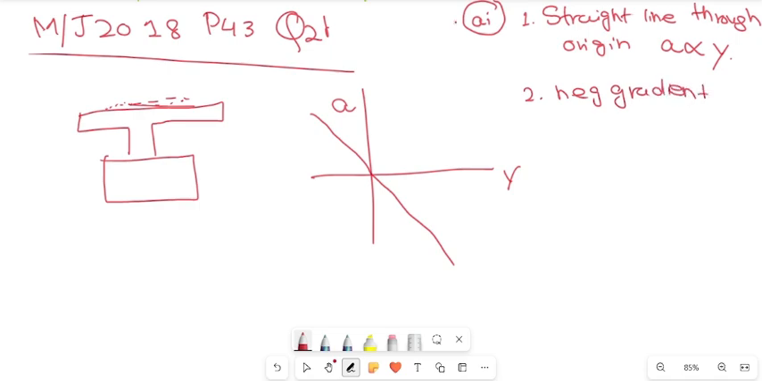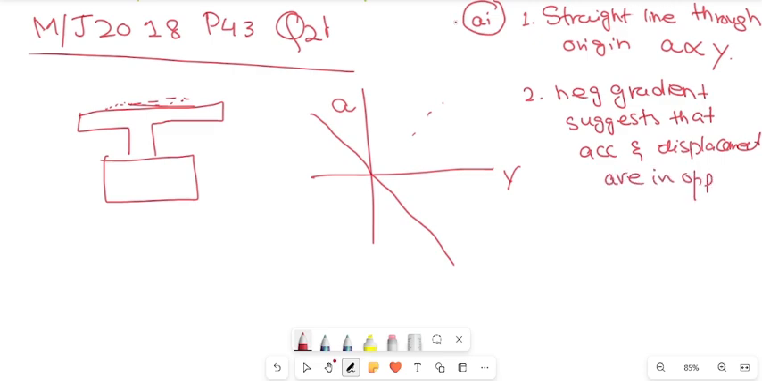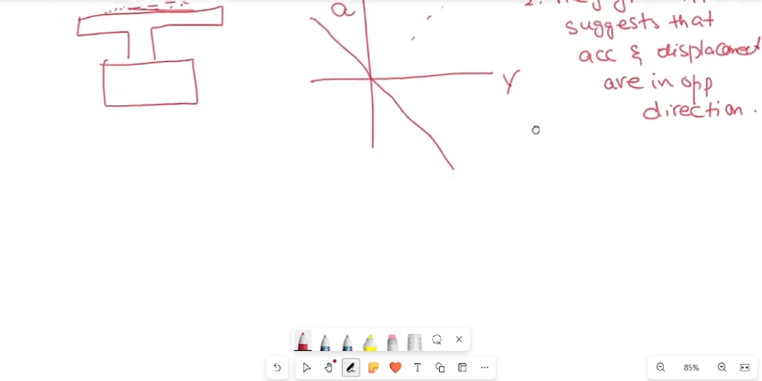So you see this is a negative gradient, the positive gradient would have looked like this, but this is a negative gradient. Negative gradient suggests that acceleration and displacement are in opposite direction. And see, this is how simple it was. You just had to look at the definition, then see how the definition was quite literally translated into a graph, how they're proportional and how the negative gradient suggests they're in opposite direction.